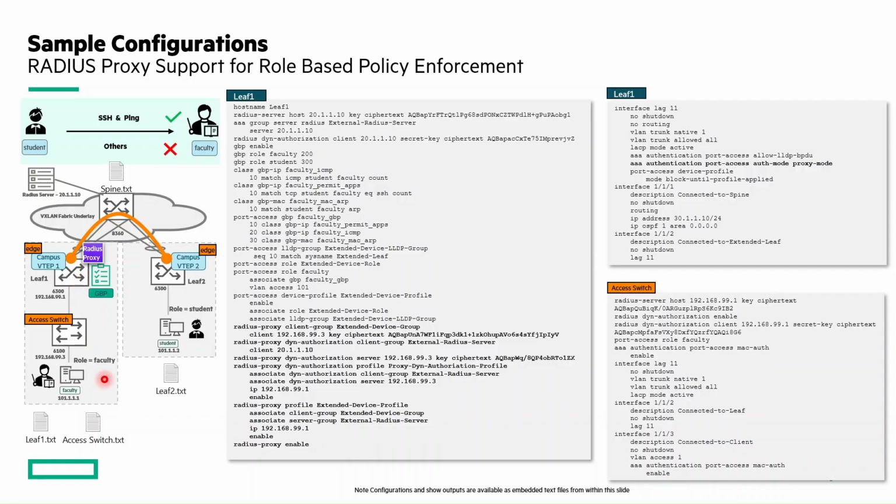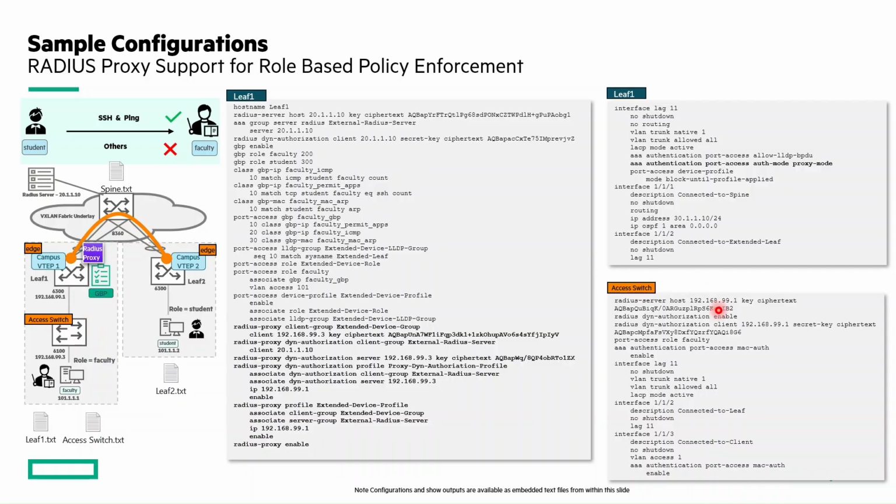I have a user called faculty connected to the access switch and a user called student connected to the leaf 2 switch. I want to restrict the traffic coming from the user student to the faculty. Only SSH and ping have to be allowed. All other traffic has to be denied. Let's see how this can be achieved using the radius proxy feature, as this access switch doesn't support role-based policy or group-based policy. The group-based policy exists only in the leaf 1 switch.